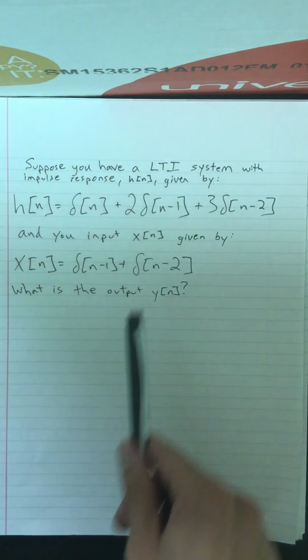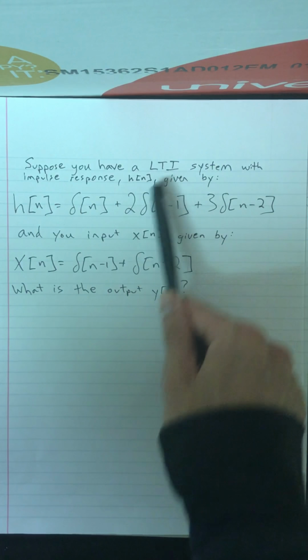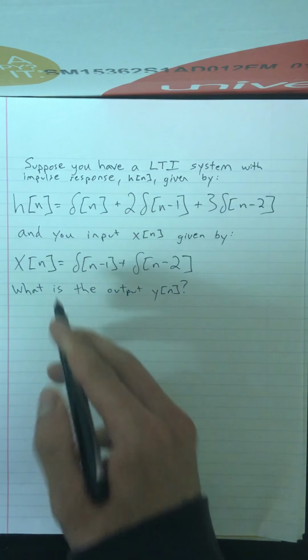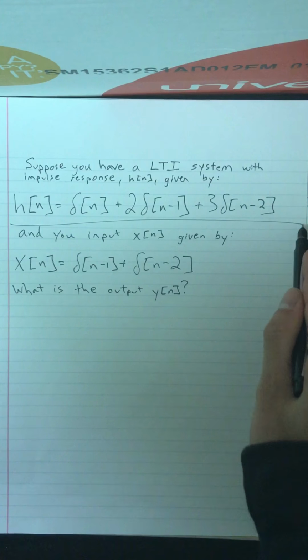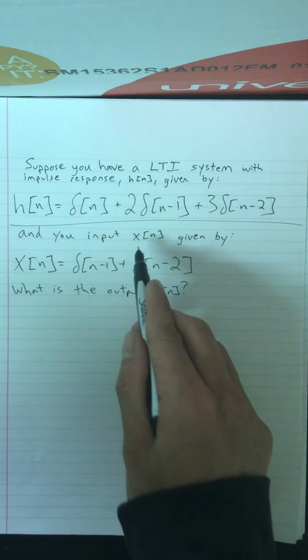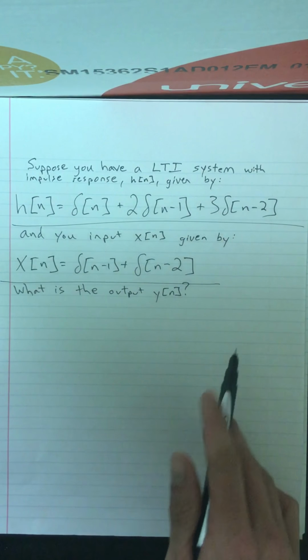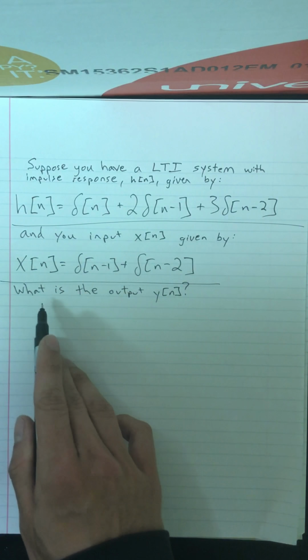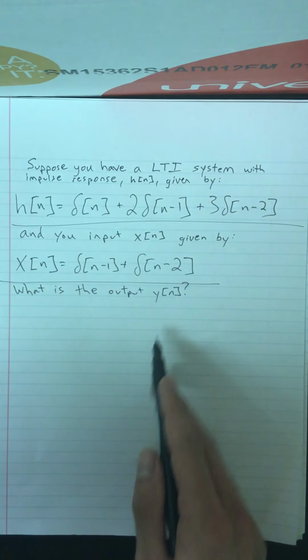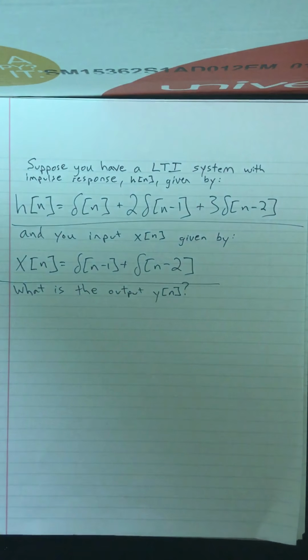So suppose you have an LTI system with the impulse response h of n given by this, and you input into that system x of n, which is given by this. What's the output y of n? To get the output y of n, you perform convolution.